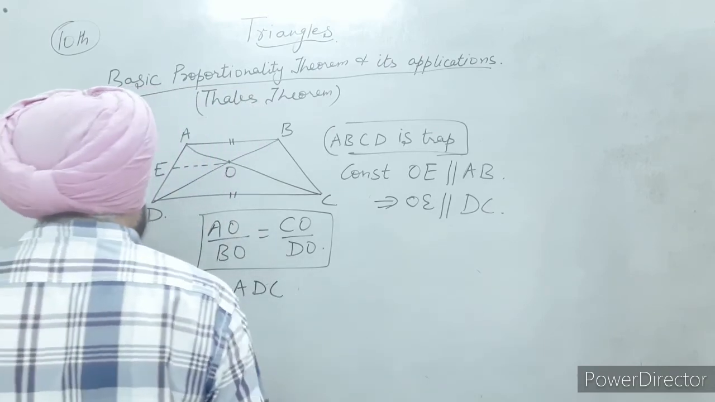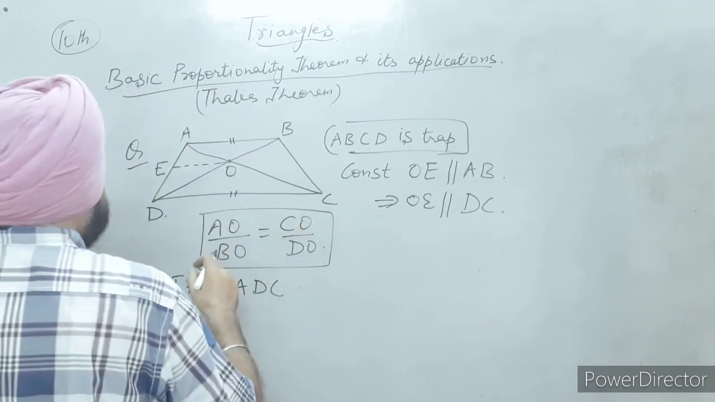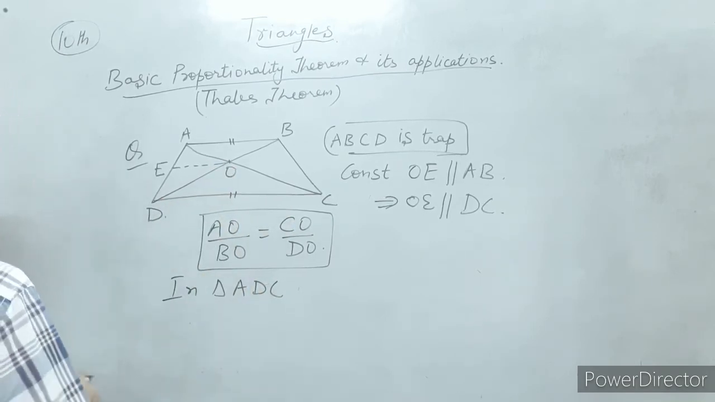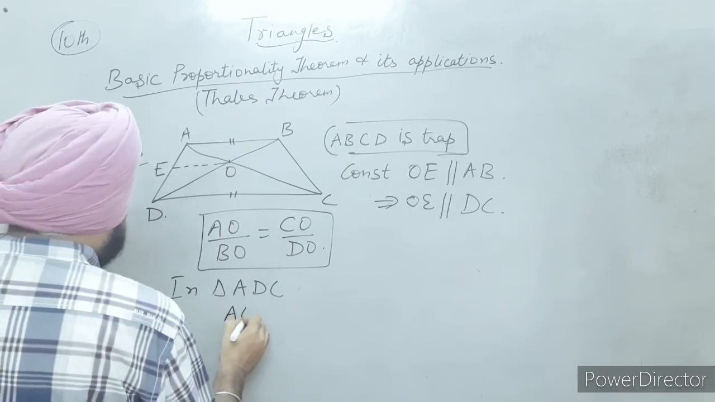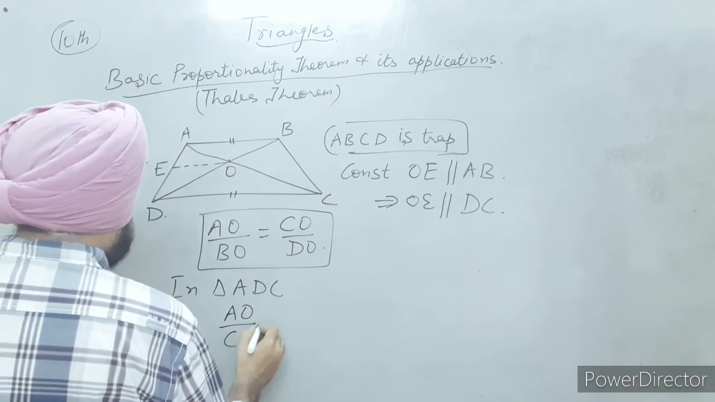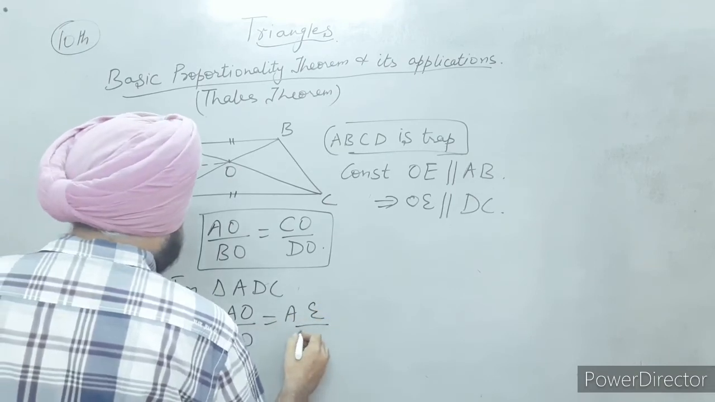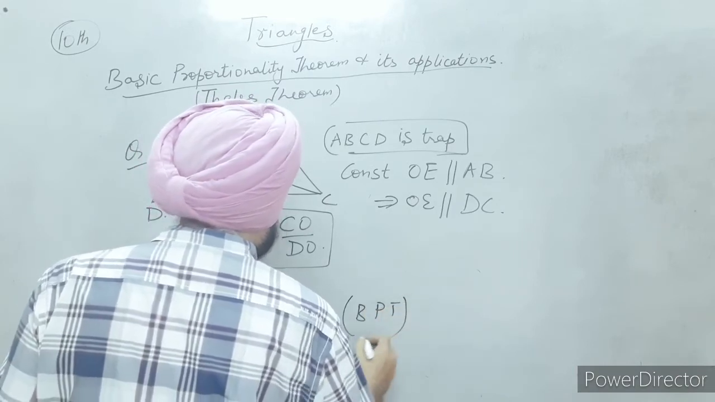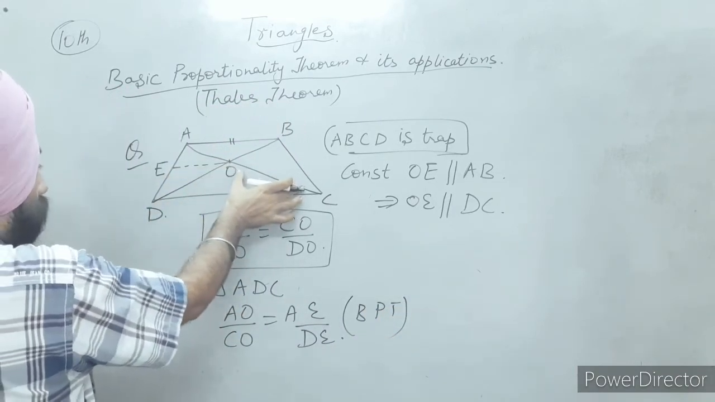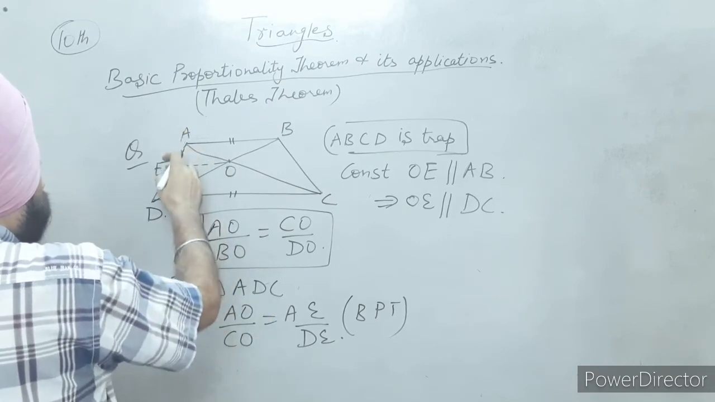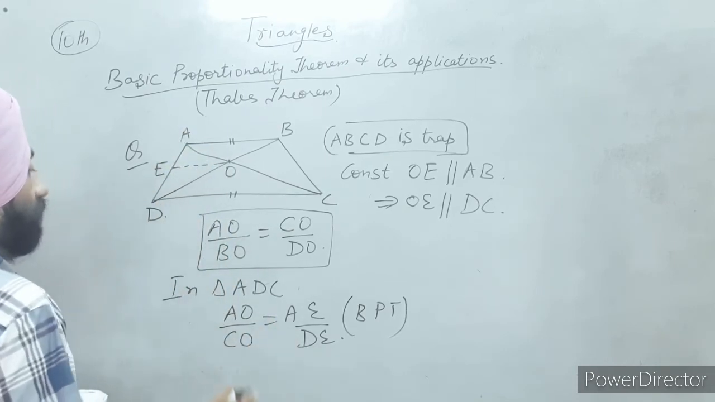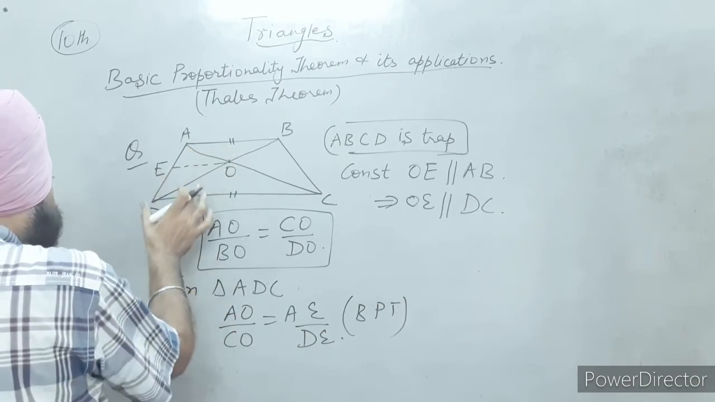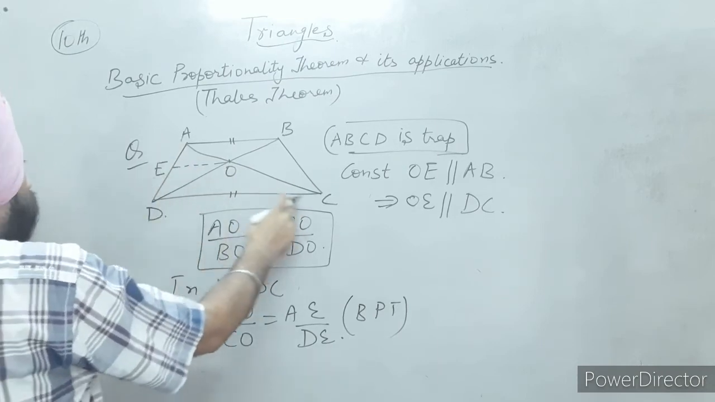Now, in triangle ADC, OE is parallel to what? DC. So take the ratios. Ratios are AO upon CO is equal to AE upon DE. This is by basic proportionality theorem. That is AO upon OC equals AE upon ED. Why? Because OE is parallel to DC. I have taken this triangle ADC first.